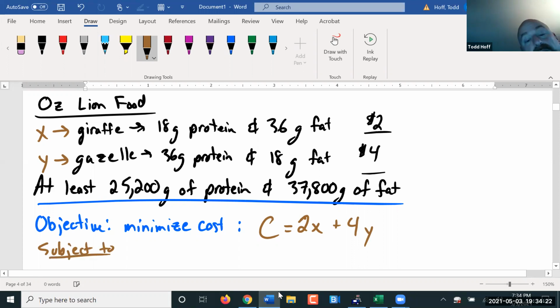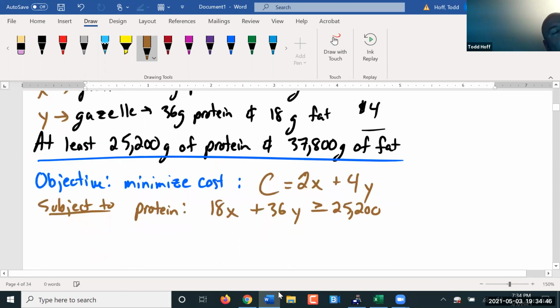our constraints. So the first constraint deals with protein. The amount of protein from giraffe is 18 grams per pound times X pounds. The amount of protein from a gazelle is 36 grams per pound times Y pounds. And we want that to be greater than or equal to, so we want it to be at least 25,200 grams.